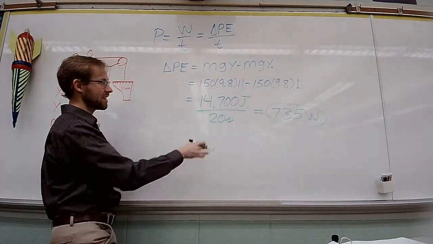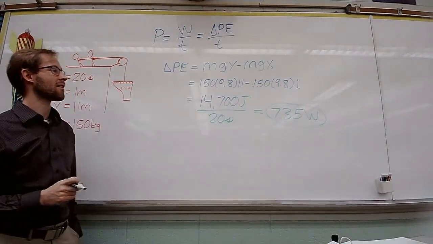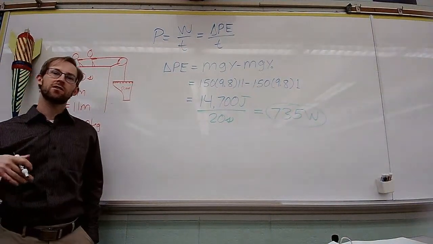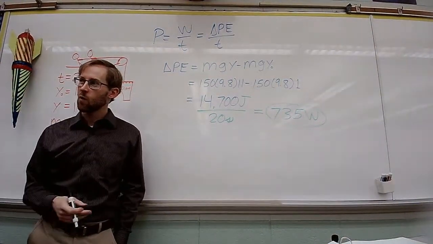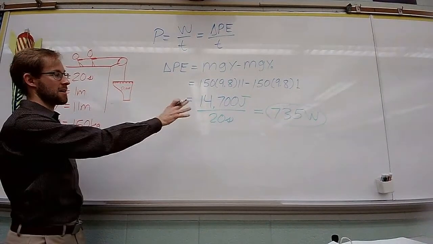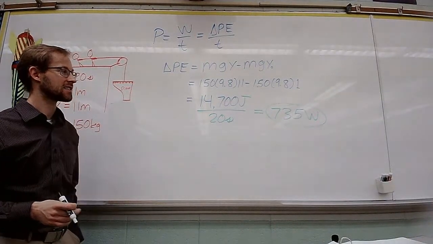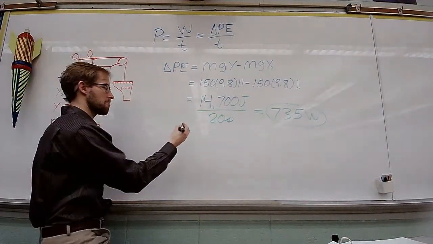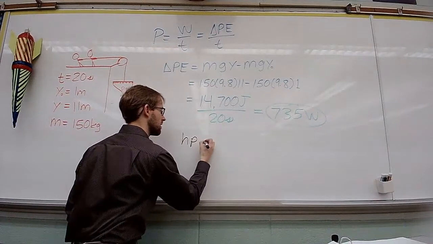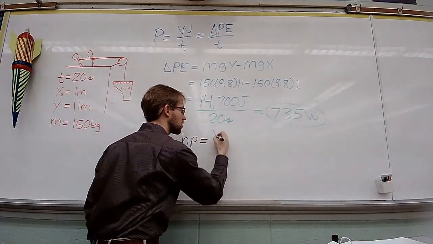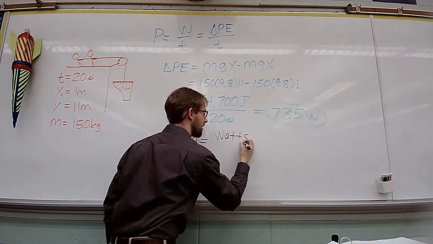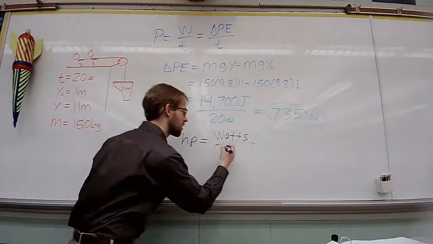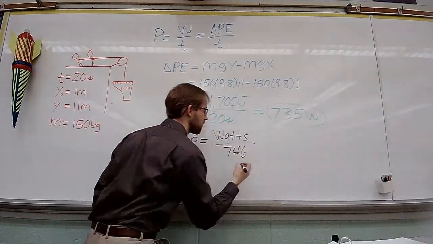so if this is what we have for our amount of work and our final power there, we can actually directly calculate what the horsepower is just by taking 735 watts and dividing it by a specific number. You can write this part in here. Horsepower is equal to the number of watts that you have, and we divide that by the magic number of 746.